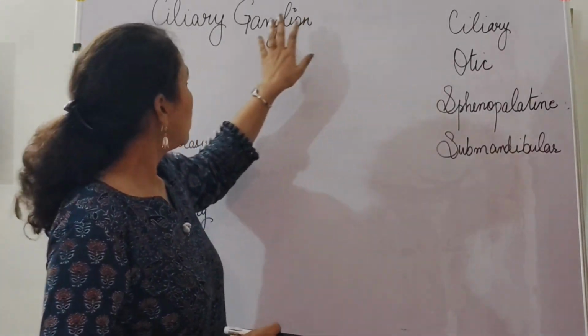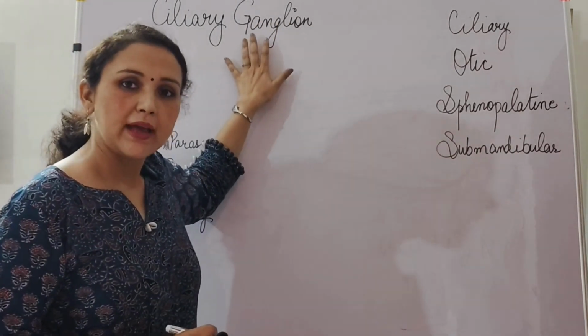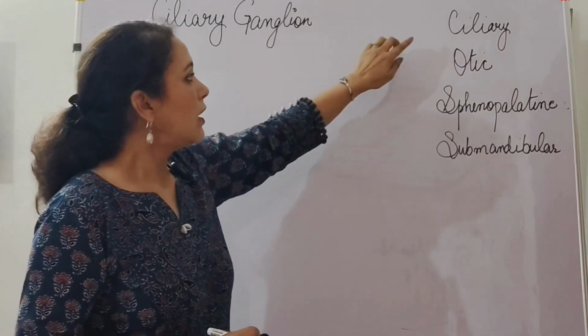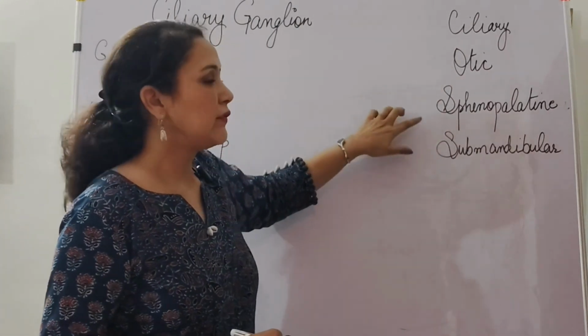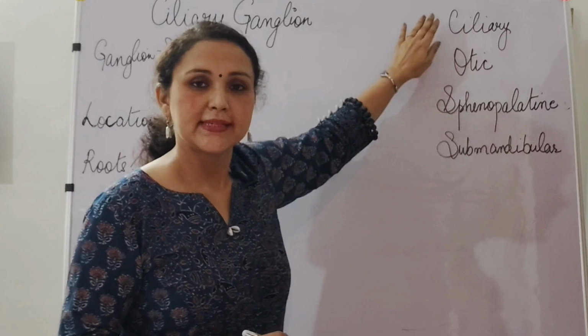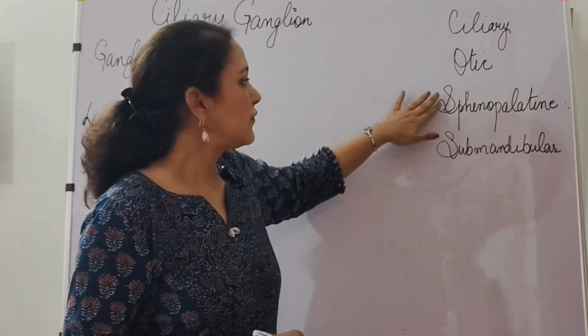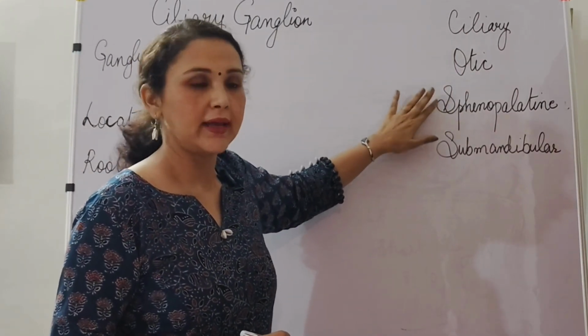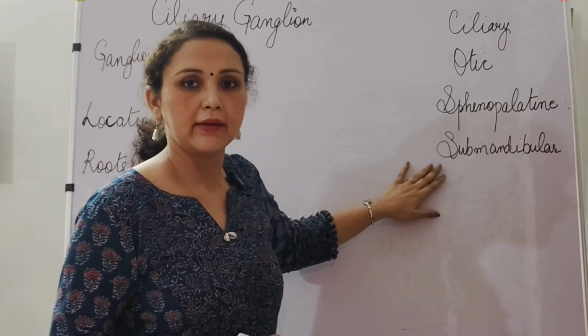Now, in today's video, we'll be discussing the topic of ciliary ganglion. As we know, there are four peripheral parasympathetic ganglia: the ciliary, otic, sphenopalatine or pterygopalatine, and the submandibular ganglia.